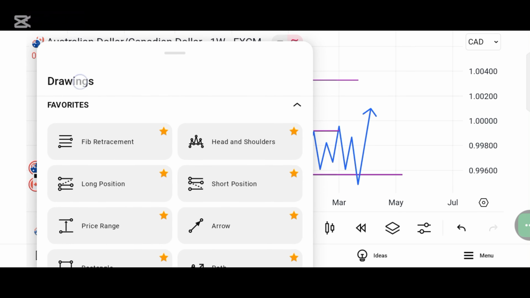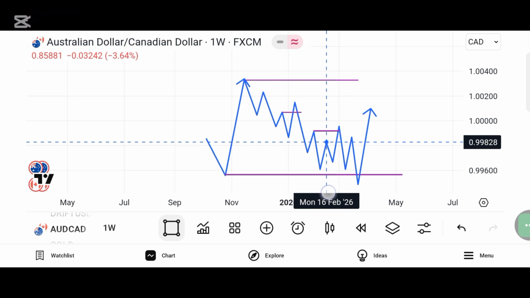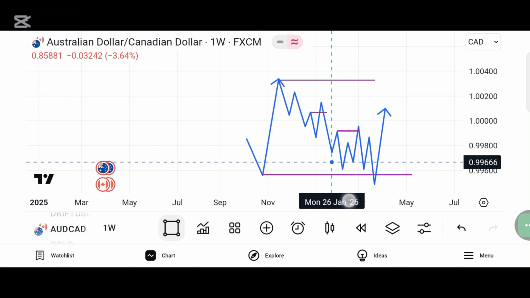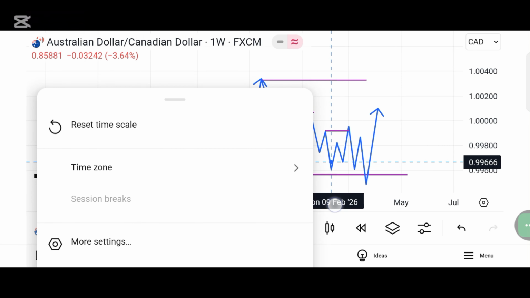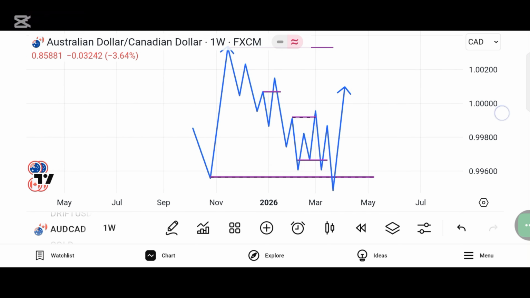Look at this other one too. This is one of the simplest examples. You see, this is an inducement too. This low too is an inducement. This low too is an inducement. So price took out this low. Price took out this low. Then this other low too is an inducement.